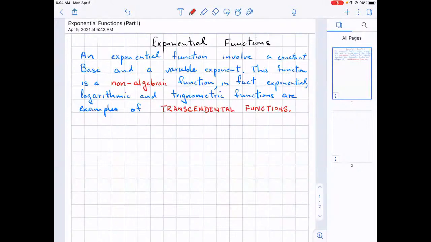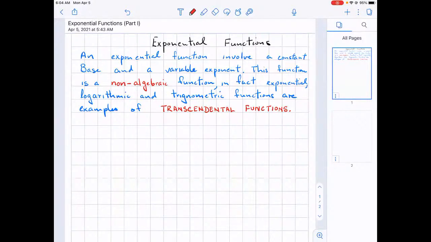Hello, in this video, we'll look at exponential functions. An exponential function is a function that involves a constant base and a variable exponent. This function is a non-algebraic function. In fact, exponential, logarithmic, and trigonometric functions are referred to as transcendental functions.